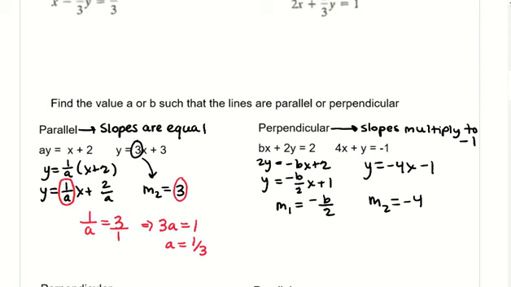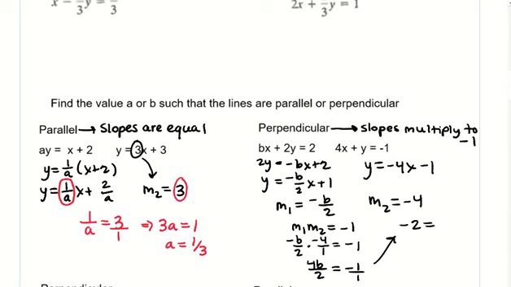Now I know that in order for them to be perpendicular, I need m1 multiplied by m2 to equal negative 1. So I'm going to set up that equation and substitute. I know that m1 is negative b over 2, and m2 is negative 4 over 1. Negative b times negative 4 is positive 4b divided by 2 equals negative 1. So I'll cross multiply, and I've got negative 2 equaling 4b. When I divide by 4, I get b equals negative 2 over 4, or negative 1/2.